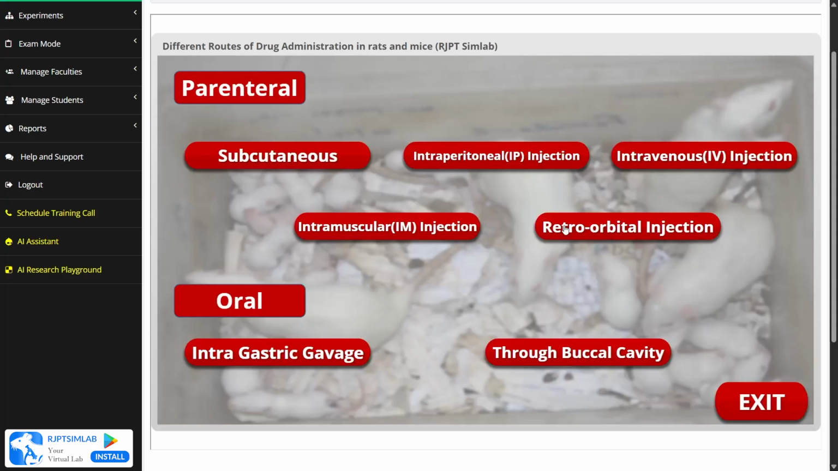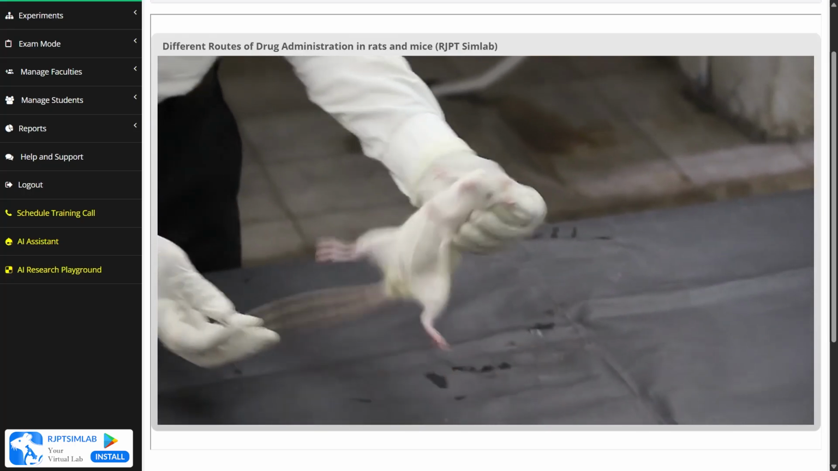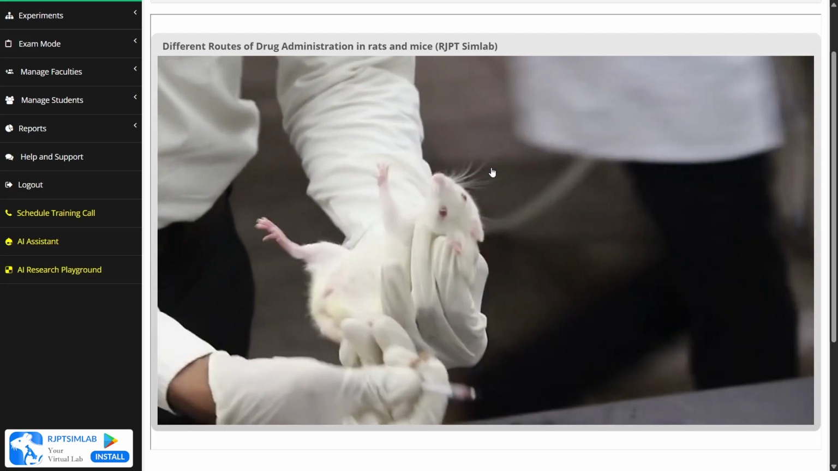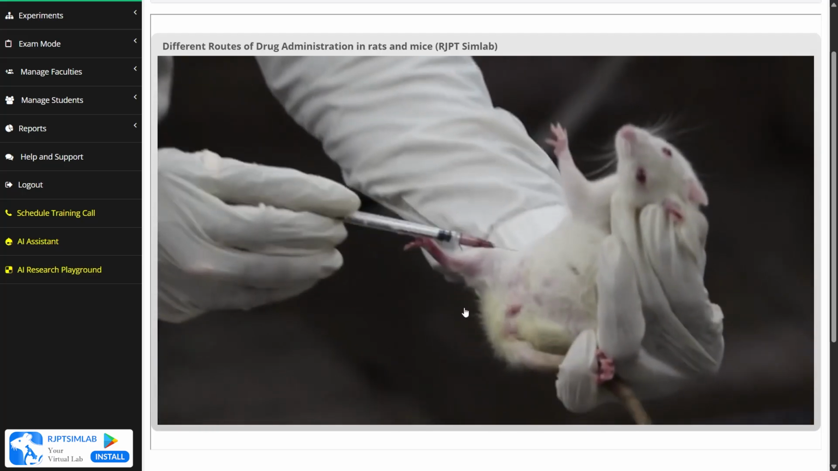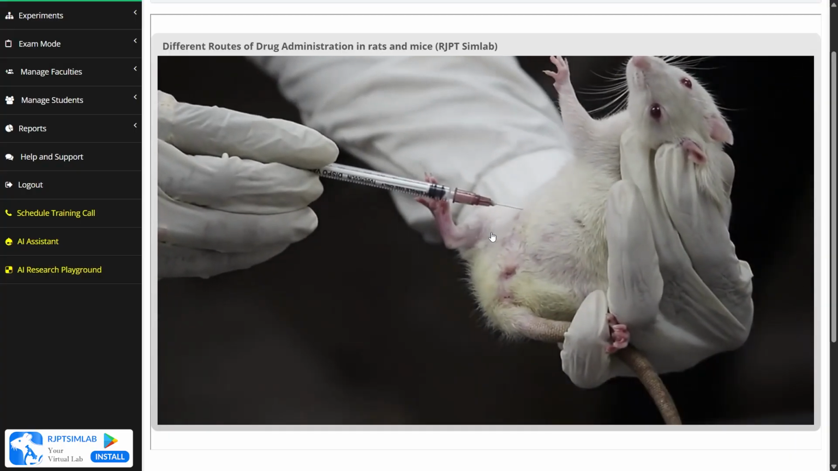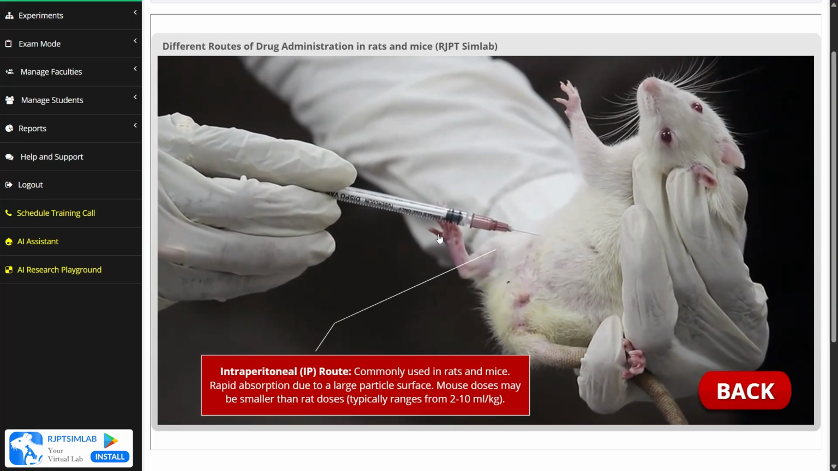Now, let's move on to our second method, which is the intraperitoneal injection route. For this route, we have to hold the rat very carefully so that it is immobilized and does not experience discomfort during the procedure. As we can see, this is the intraperitoneal region of the rat. It is near the abdominal region, and this is the drug-loaded syringe with the needle. We have to insert the needle into the intraperitoneal region.